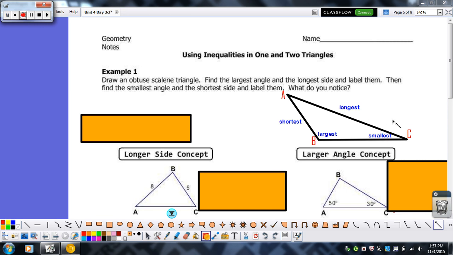Then find the smallest angle and the shortest side and label them also. We can see that C is going to be our smallest angle, and AB is going to be our shortest side. What do we notice? Well, the longest side, which is side AC, is across from our largest angle. And also, our shortest side is going to be across from our smallest angle.